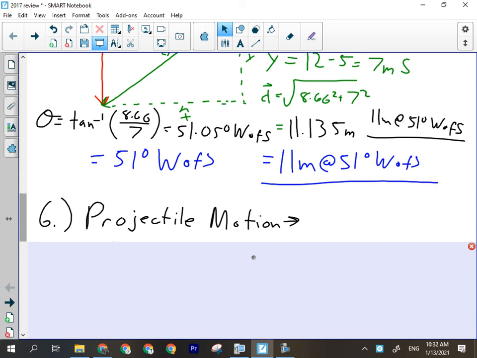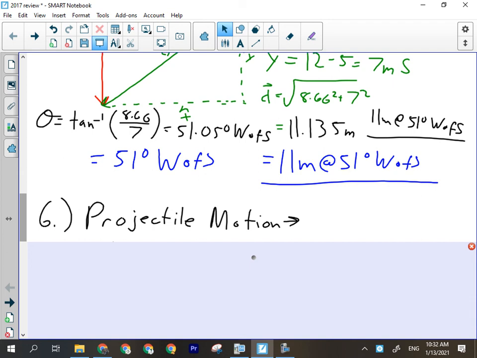Horizontally projected, so something that runs off a cliff or runs off a diving board or is shot straight horizontally, okay? And then we had projected at an angle, right? So something shot out of a cannon at an angle above the horizontal. The principles of both are the same. The vertical component is undergoing accelerated motion due to gravity. The horizontal component is traveling at a constant velocity because there's no forces acting on it to slow it down or speed it up.